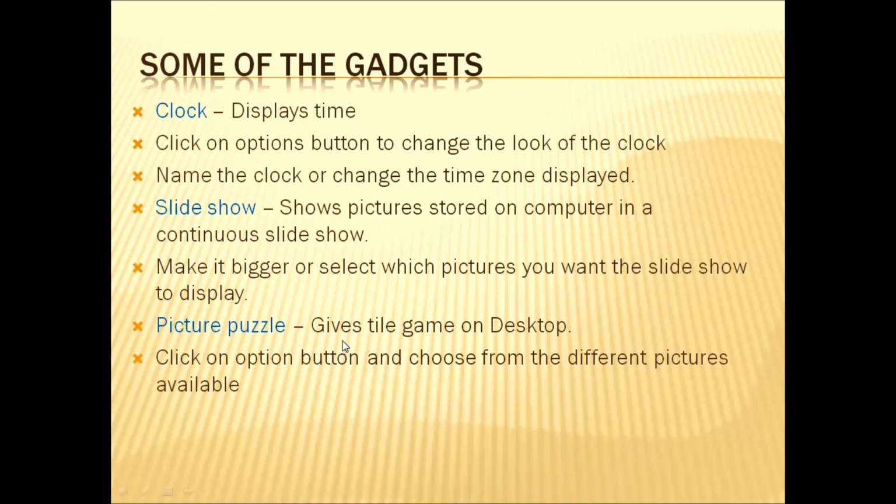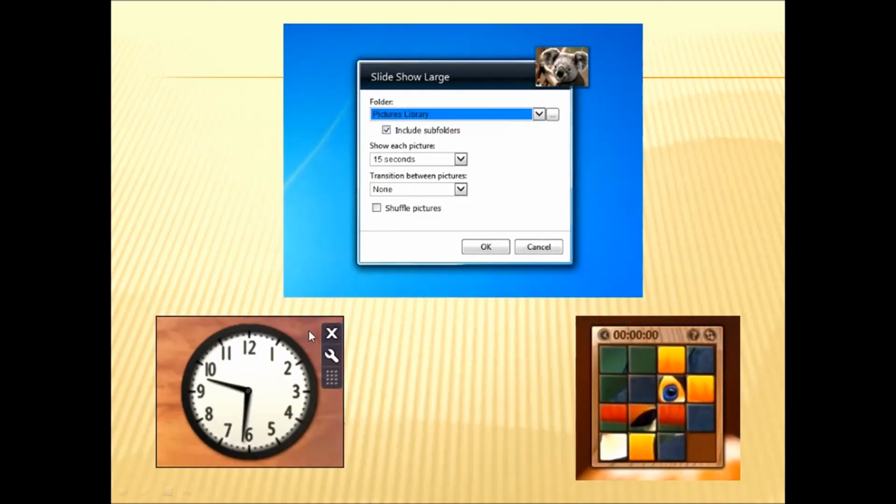Gives tile game on desktop. It will provide you with the game to play on the desktop. Click on option button and choose from the different pictures available. We can go to option button and choose any one of the pictures from the available pictures to play the tile game. See, these are the gadgets that I have explained now.